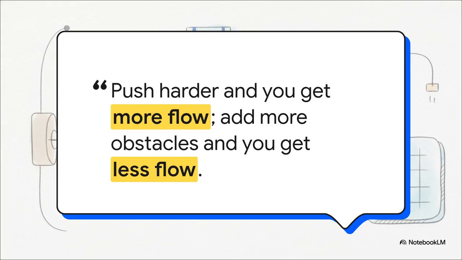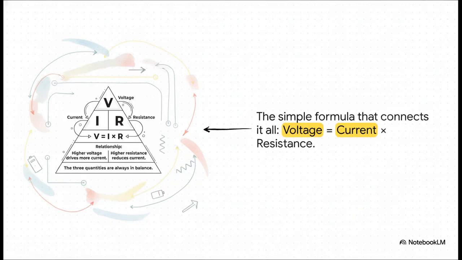More push equals more flow. More obstacles equals less flow. And the math behind it is just as elegant. You've probably seen this famous triangle or pyramid for Ohm's law. It shows you how these three are always perfectly balanced. The main formula is voltage equals current times resistance. Or, as you'll see it everywhere, V equals I times R. The beautiful thing is, if you know any two of those, you can always figure out the third one.